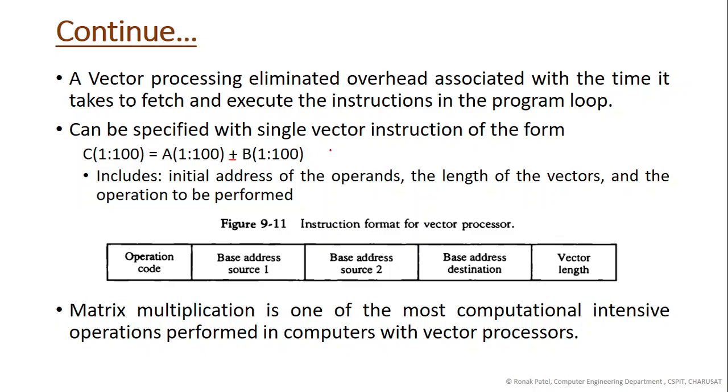So how will it reduce the overhead? It can be specified with a single vector instruction of the form C(1,100) = A(1,100) + B(1,100), right? So what does it include? It includes the initial address of the operands, the length of the vectors, and the operation to be performed, meaning addition, subtraction, whatever.